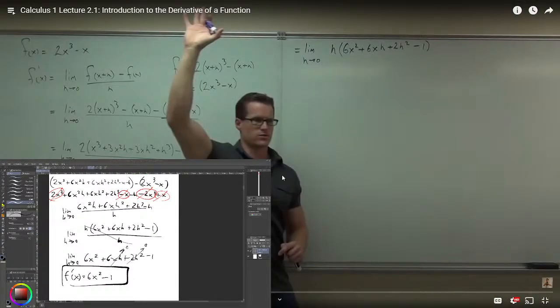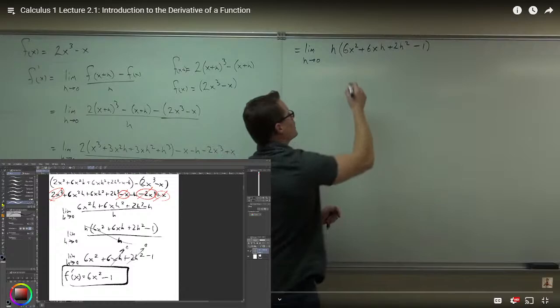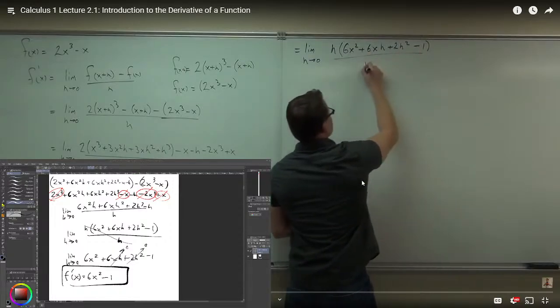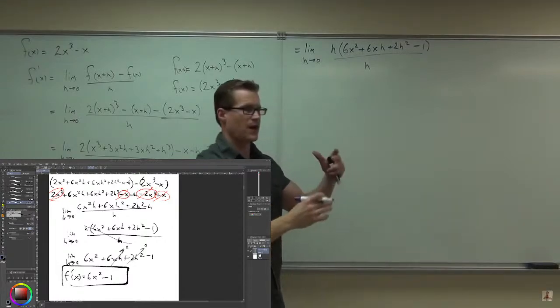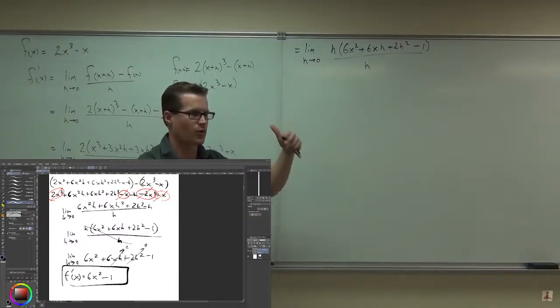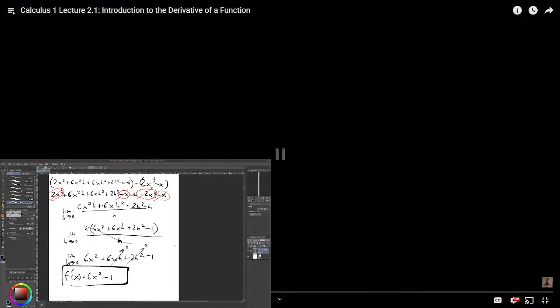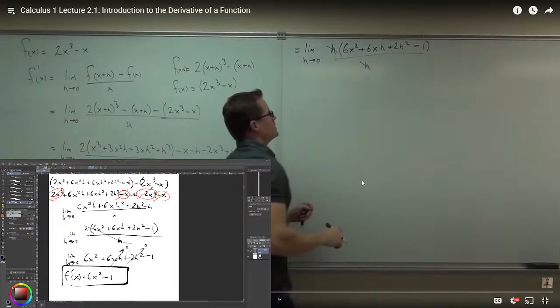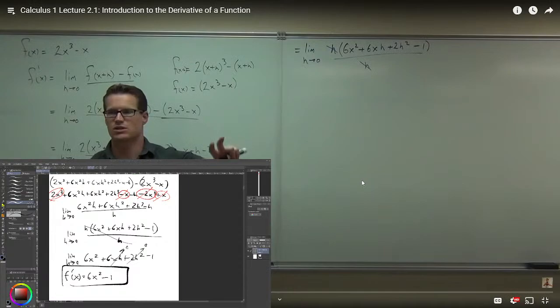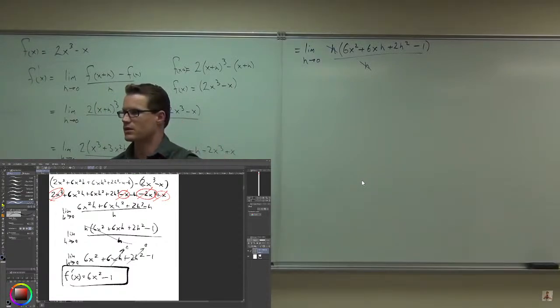Cool. Oh, he's factoring. Okay. The reason why this works is that now you have the h over h. As soon as you can factor, you can simplify that out. You can't do it before then, but now we can simplify those h's away. Is that exactly what you got? 6x squared plus 6xh plus 2h squared minus 1. Nice. Now are we able to plug in h equals 0 and get something out of it?